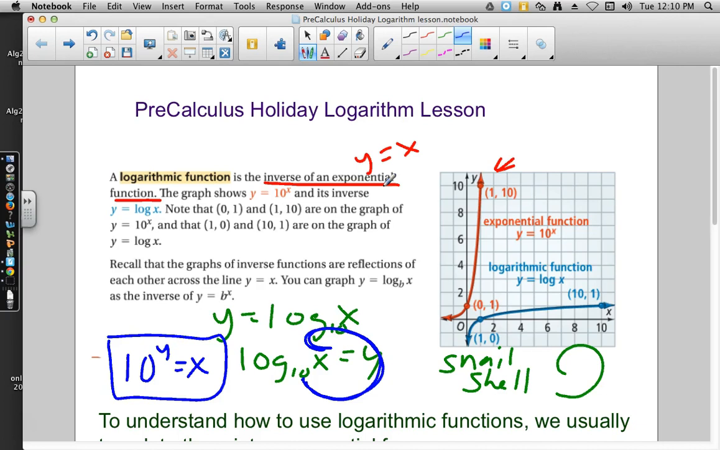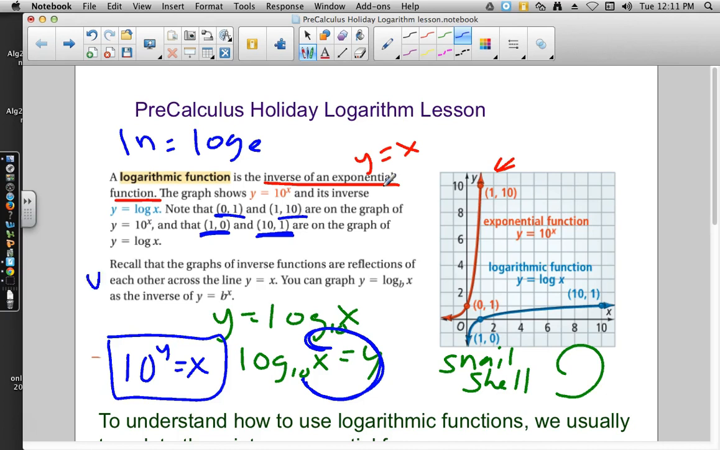So as it says, the graph shows y equals 10 to the x, and then y equals log of x, which would be logarithm base 10 of x. Also a quick reminder that ln is really logarithm base e. So we need to be able to translate that information back and forth. As it says, note that (0, 1) and (1, 10) are on the graph of y equals 10 to the x. And then (1, 0) and (10, 1) are on the graph of y equals the logarithm of x. Like I said, the inverses couldn't be more clear here: x to y, y to x.